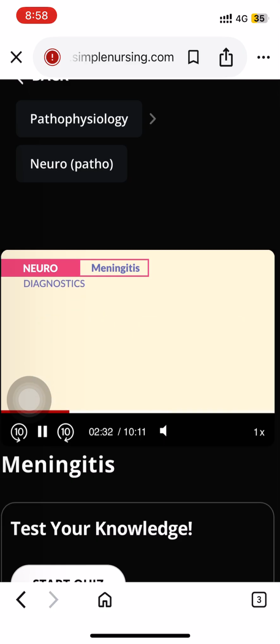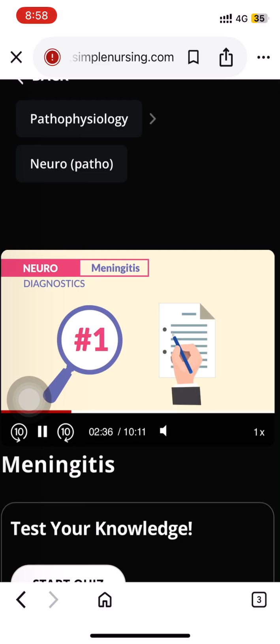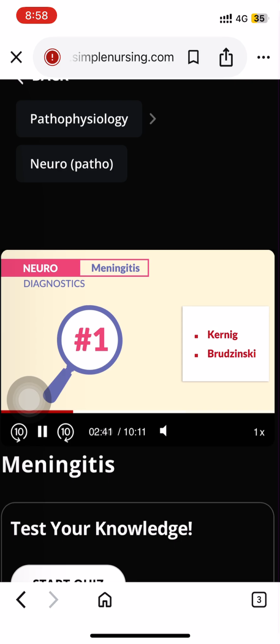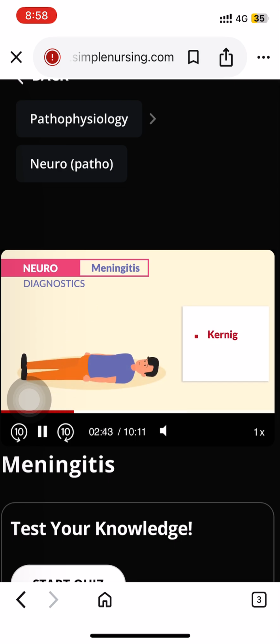Now, as far as diagnostics, the priority findings to report immediately. So guys, write this down. Positive Kernig's and positive Brudzinski's sign. So for Kernig's, this requires laying on the back and straightening the leg. It's very, very painful if the patient has meningitis.